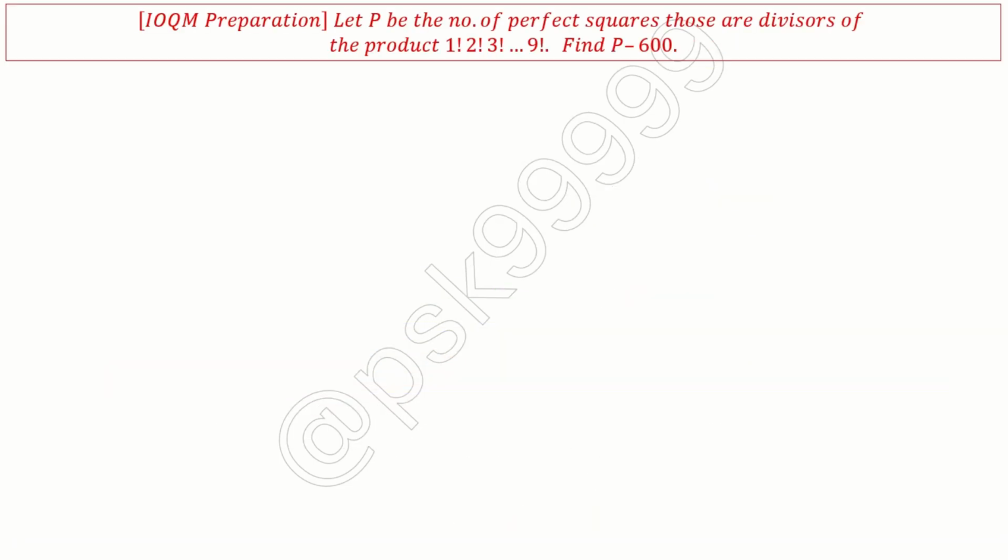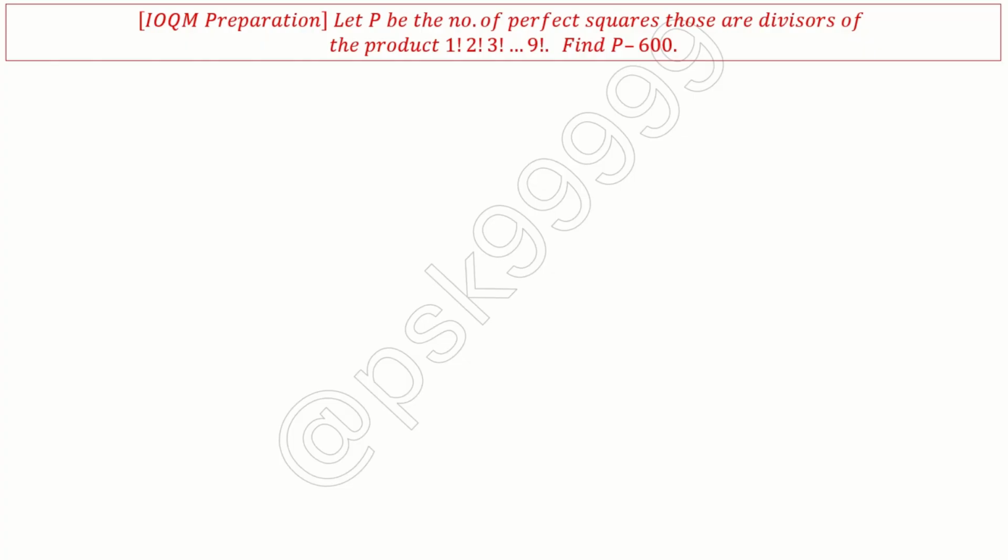Let P be the number of perfect squares that are divisors of the product 1 factorial, 2 factorial, 3 factorial up to 9 factorial. Then find P minus 600. What is P? P is the number of perfect squares which can be formed from the divisors of this product. For finding perfect squares, you need to know the prime factors. Then we can easily tell how many perfect squares you can form.